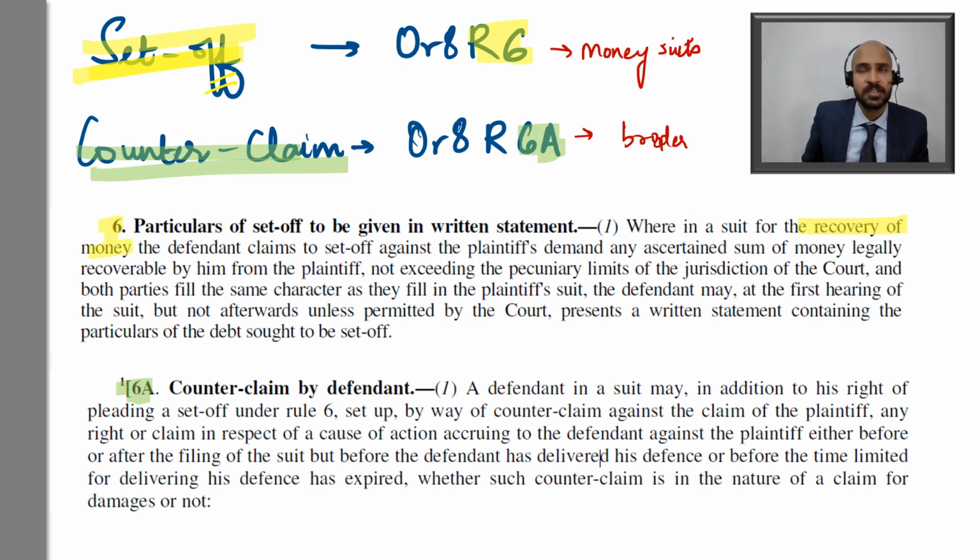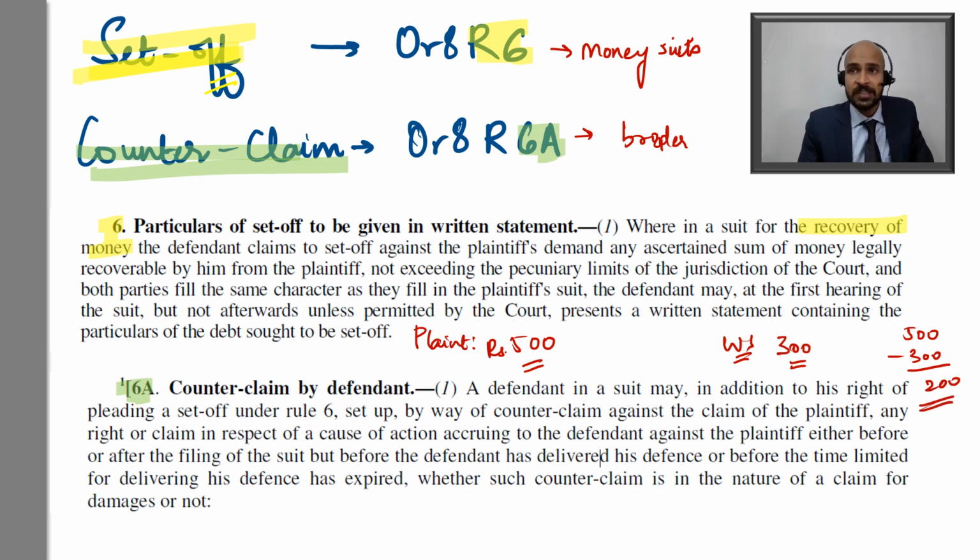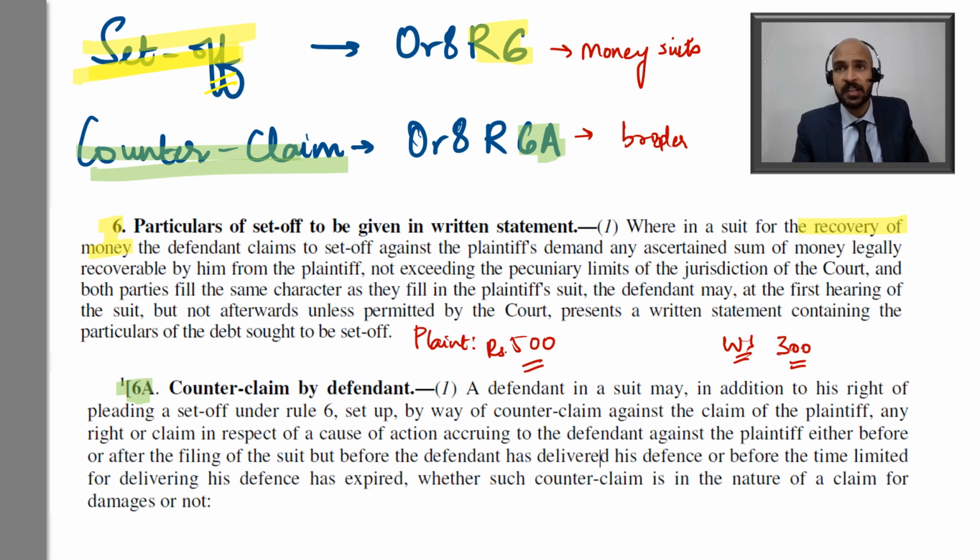Let me explain this to you in a simple way. Let us say that in the plaint, the plaintiff says that the defendant owes him rupees 500. Now, in the written statement, the defendant says that, look, I owed him 500 rupees, but he owes me another 300 rupees. And therefore, I actually owe him 500 minus 300. Actually, I owe him 200 rupees. So this is a set off, whereby you're setting off the mutual claims, and then you say that I only have 200. So this is a set off.